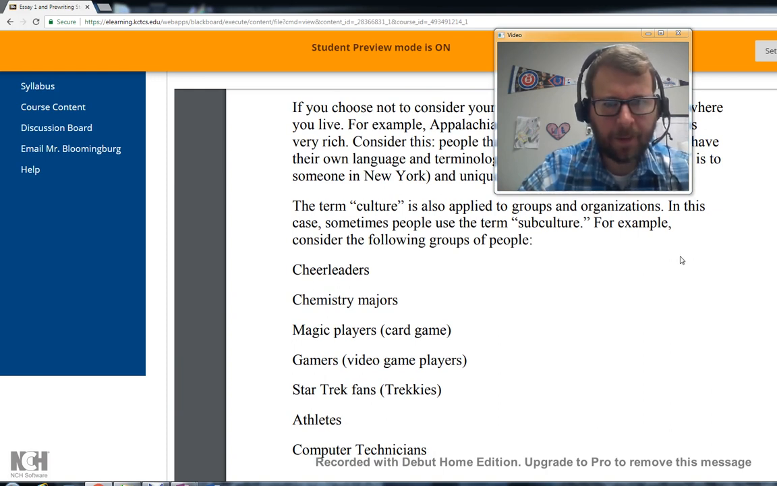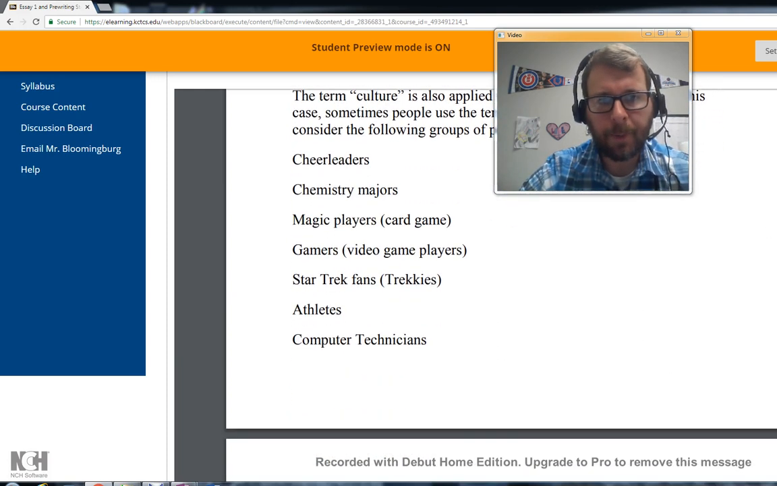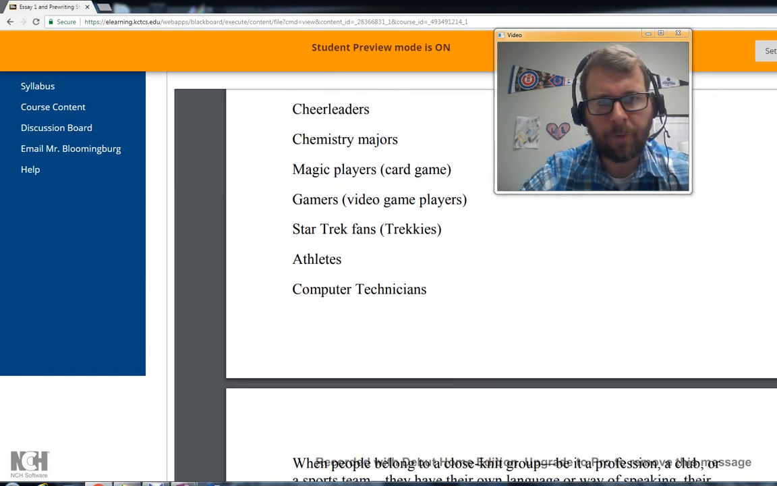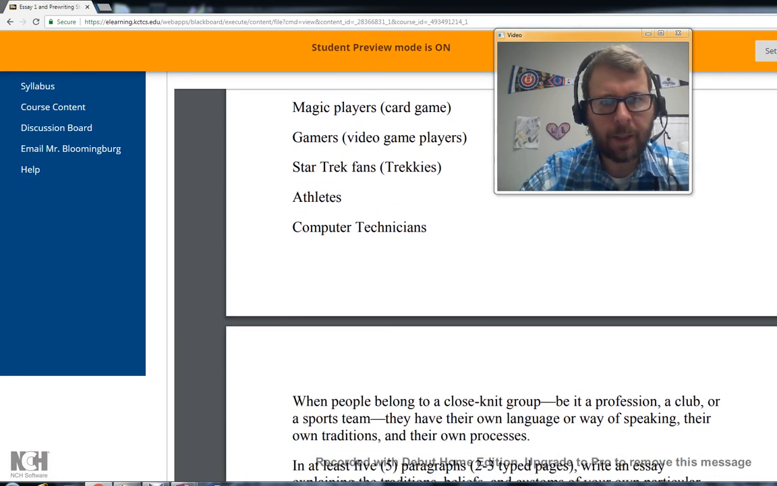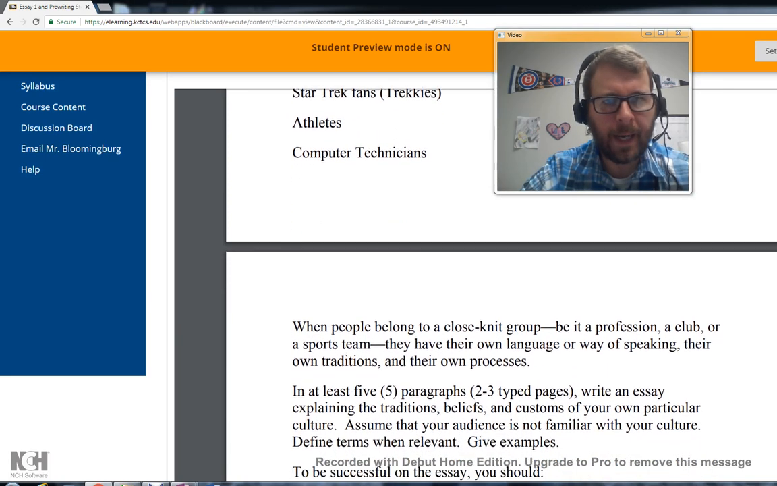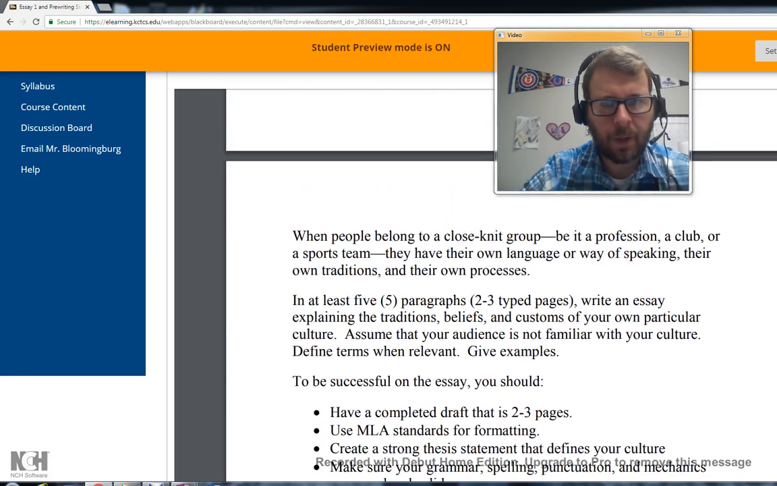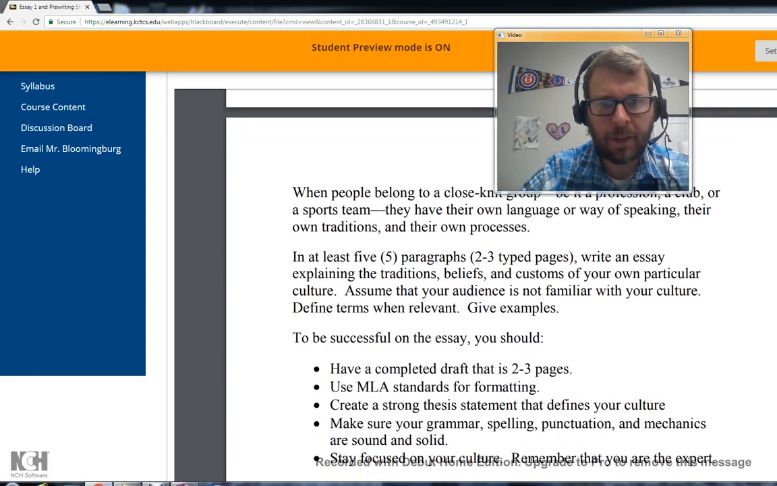And you can even apply the term culture to groups and organizations. We oftentimes refer to that as a subculture. And I put some examples. If you were ever a cheerleader, chemistry major, if you like to play Magic as in the card game. Star Trek fans often refer to you as Trekkies, athletes, computer technicians. When people belong to a close-knit group, be it a profession, a club, or a sports team, they have their own way of language and way of speaking, their own traditions and own processes.